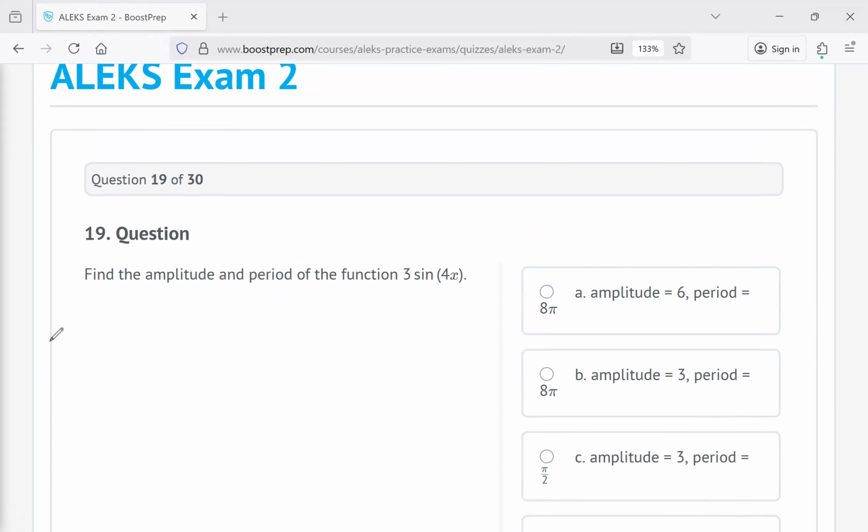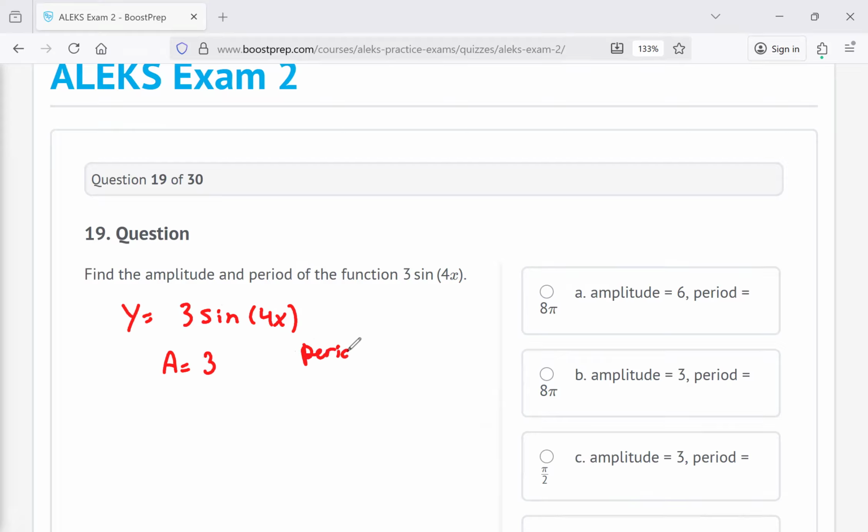Find the amplitude and period of this graph. So we have a sine graph, y equals 3 sine of 4x, right? How do you find the amplitude? The amplitude is the number in front of the sine. So our amplitude is 3, or the absolute value of 3, which is 3.